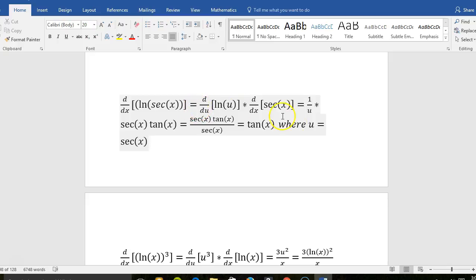So we let u go down here. We let u equal the secant of x. So replace the secant of x with u. And do the chain rule, you'll get d by du of the natural log of u times d by dx of the original u term, which is sec x. Remember, u equals the secant of x. So by the chain rule, we have all this stuff here.